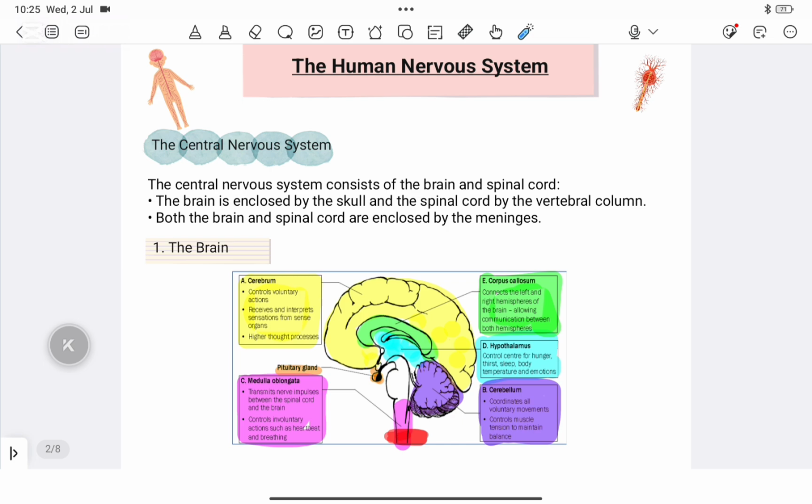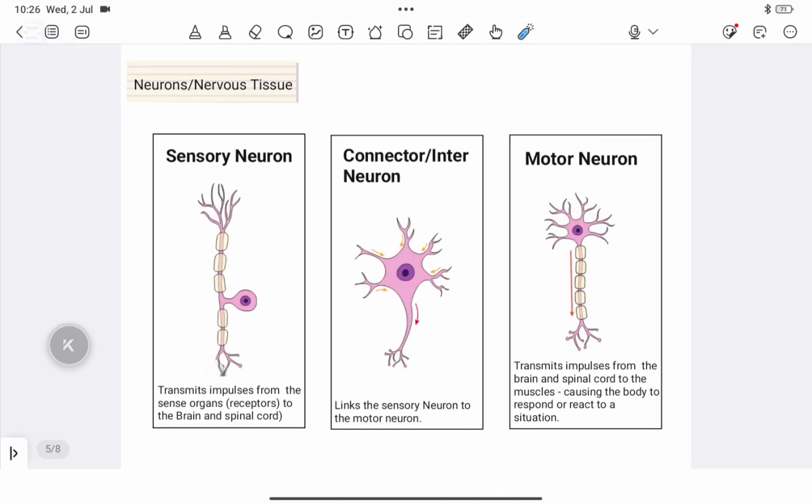Before we go into the spinal cord, the brain, and reflex action, we first need to look at the three different types of nervous tissue or neurons, in order to understand them. The three different types of neurons that you have to know are the sensory, connector/inter, and motor neurons. The first one is the sensory neuron, and this transmits impulses from the sense organs or the receptors to the brain and the spinal cord.